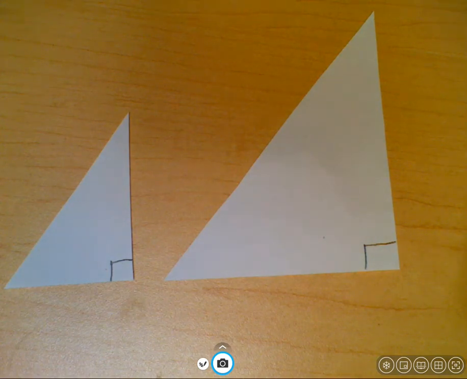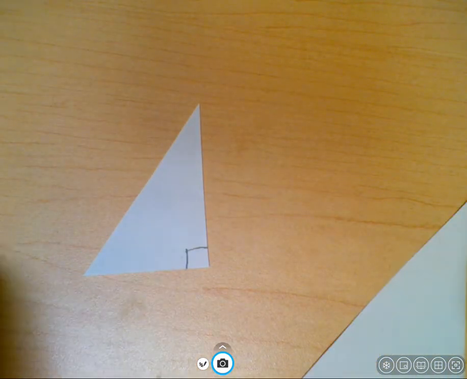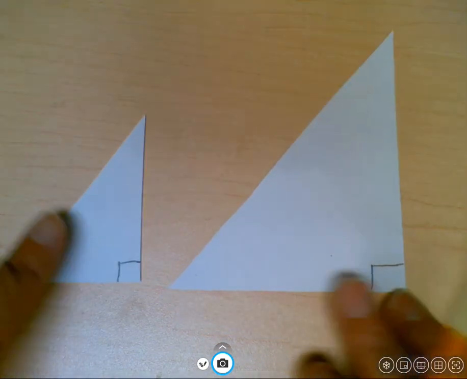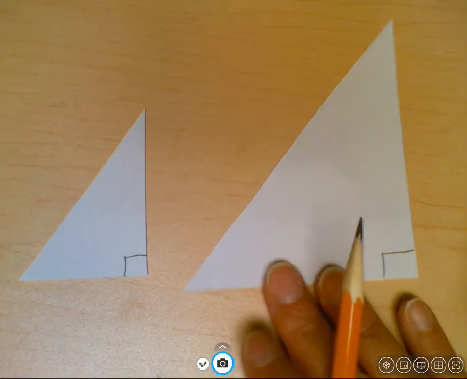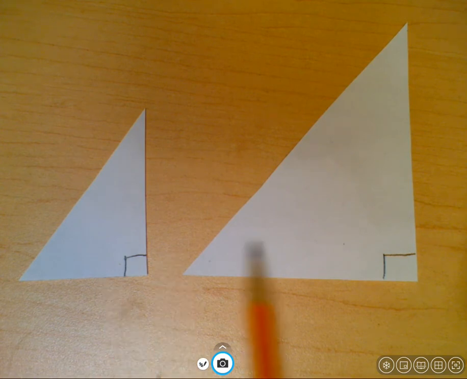Today's video is going to be a review of trigonometry from grade 10. So what you're looking at is two right angle triangles, and I cut these right angle triangles in a very careful way. I started with this one here, and then I made another one where each side length is double, 2 times the side length of the smaller one, right?